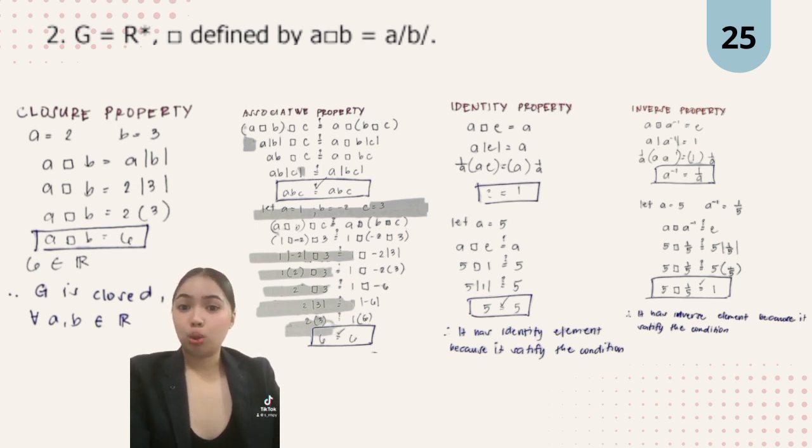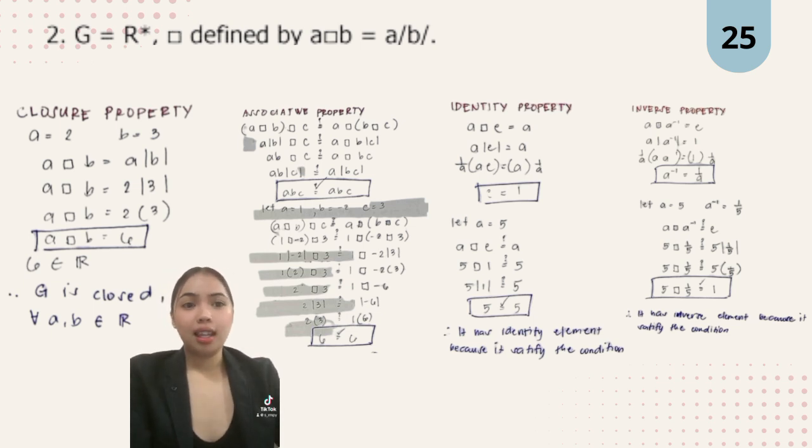So A is equal to 2 and B is equal to 3 because they are real numbers. So A times B is equal to A absolute value of B, and A times B is equal to 2 absolute value of 3. We substitute the values of A and B. So A times B is equal to 2 times 3. So A times B is equal to 6. So it is closed and it is a closure property.